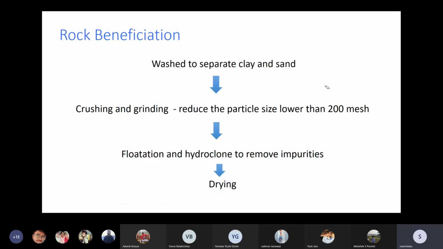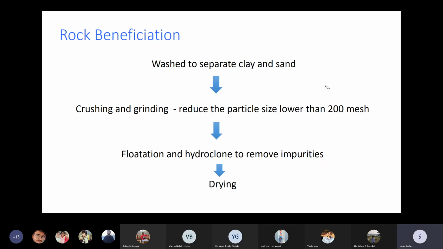So how do they do this beneficiation process? They will wash the big rock particles to separate any sticky clay and sand. During the mining process, you will get big rocks. Those big rocks are washed to separate any sticky clay or sand on the surface.